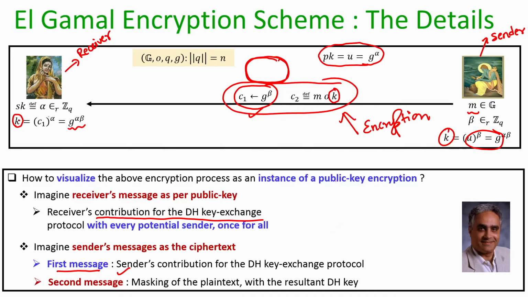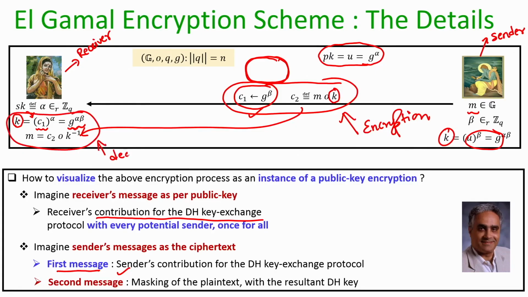So, for that she has to take her secret key, and raise that secret key. She has to take the first component of the ciphertext, namely C1, and raise it to her secret key, which will give her the common key g to the power alpha beta. And now she can unmask it by taking the second component of the ciphertext and performing the group operation with k inverse, where k inverse she has computed in the previous step. So, that will be the decryption process for Sita.